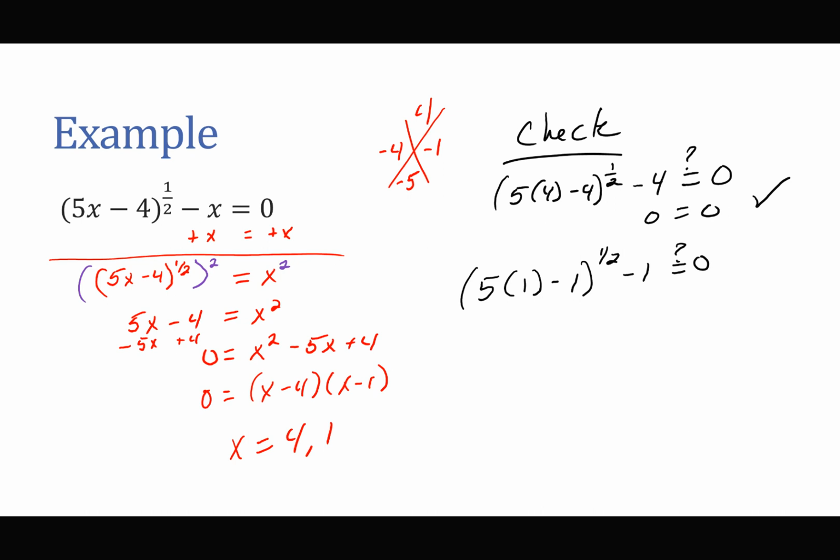4 raised to the 1/2 power is the same thing as square root of 4, so that's 2. 2 minus 1 is 1. 1 does not equal 0.